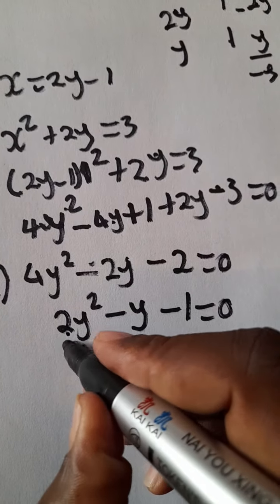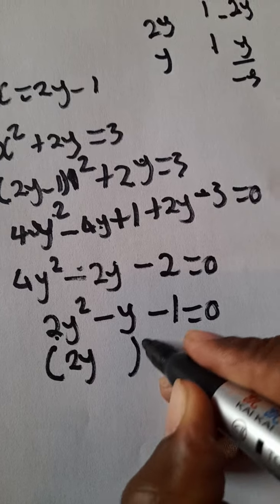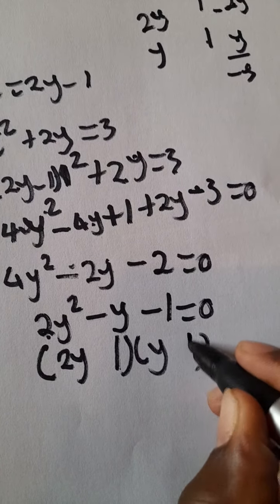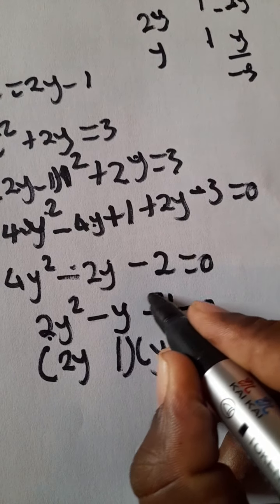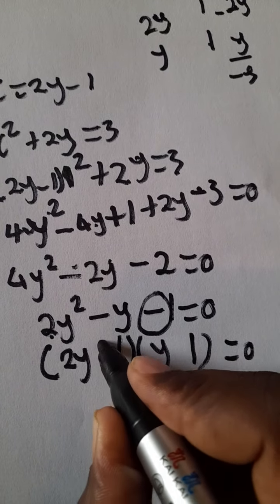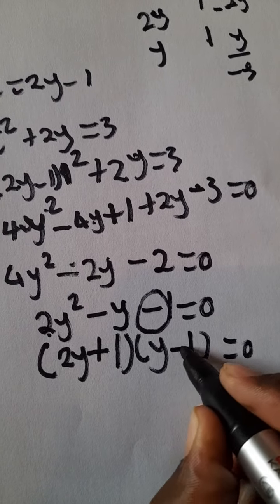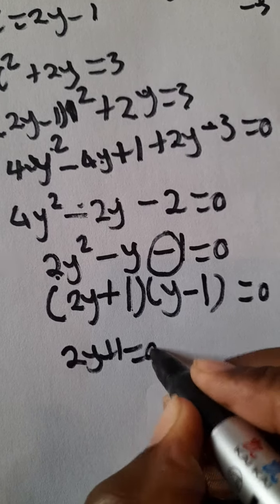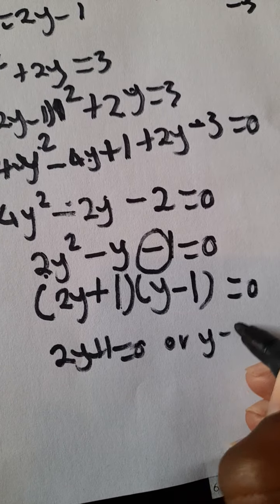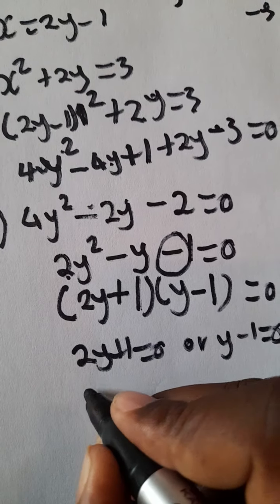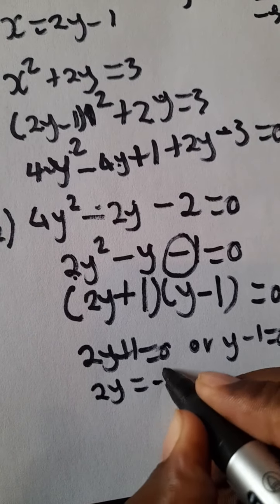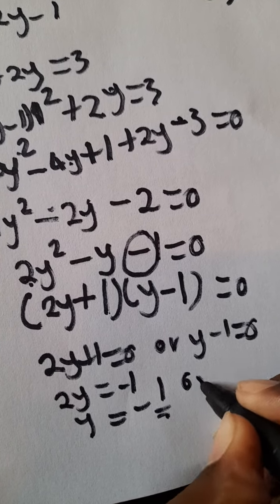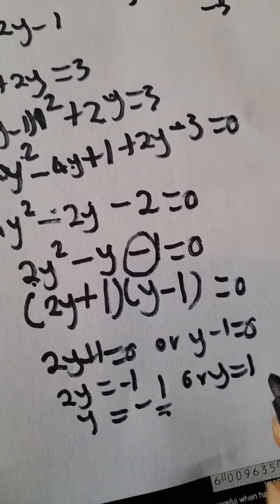Okay. So we are going to have 2y as well as y and minus 1, 1 here and 1 equated to 0. Since the last term is negative here, the signs should be different. This will be positive and this will be minus. Then this will be 2y plus 1 equated to 0, or y minus 1 equated to 0. So when we take this, it will be negative 1, then divide both sides by 2, it will be negative half, or y is equal to 1, right?